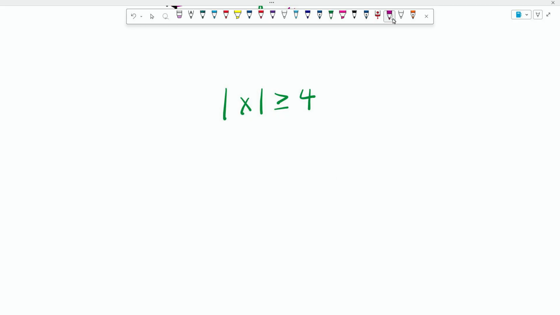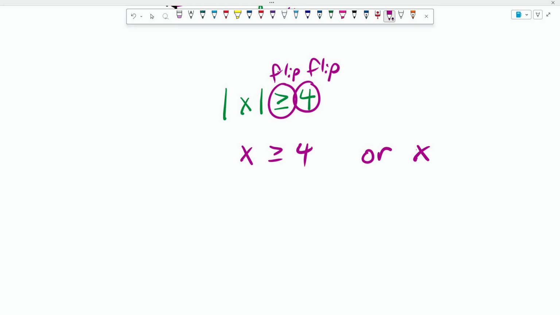is when the inequality is pointing away from the absolute value. You rewrite the same thing, just like we did for the other one. But then we have to write or x, and you flip, and you flip. Less than or equal to -4. And then this is a compound or inequality. And then you solve those separately.